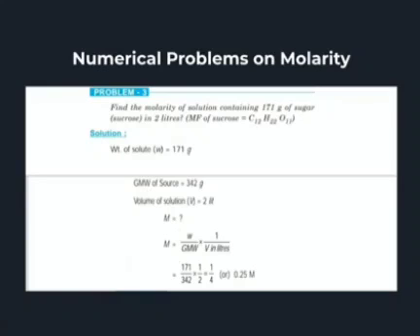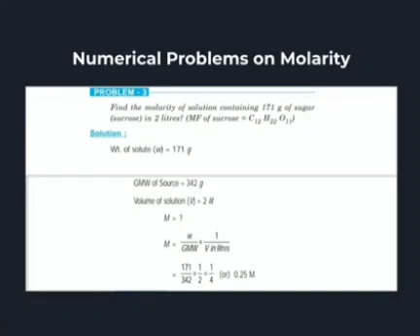Problem number 3. Find the molarity of solution containing 171 grams of sugar in 2 liters. Here the molecular formula of sucrose is C12H22O11. Sucrose is nothing but sugar. Solution: the given weight, W, is equal to 171 grams. We know that the gram molecular weight of sucrose is 342 grams.